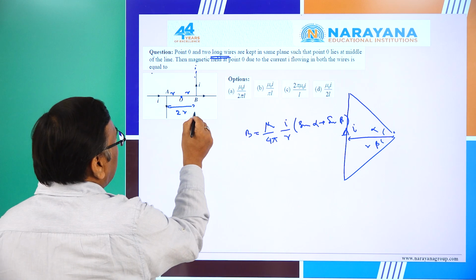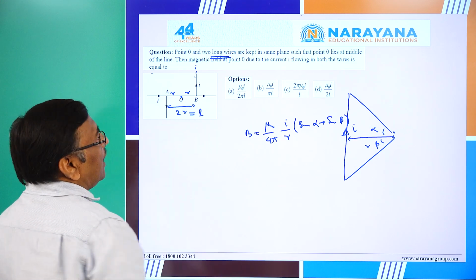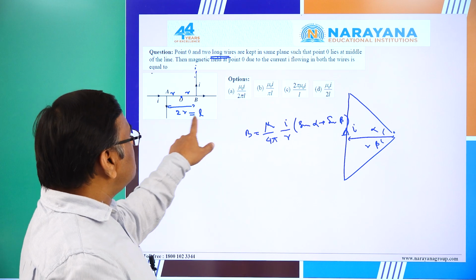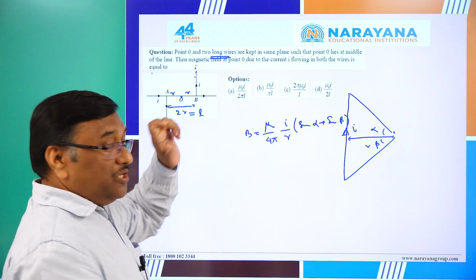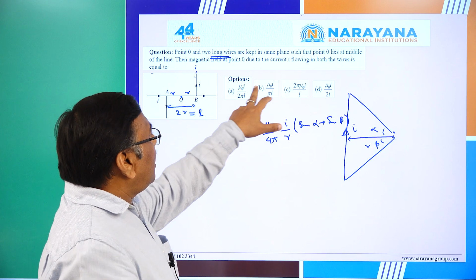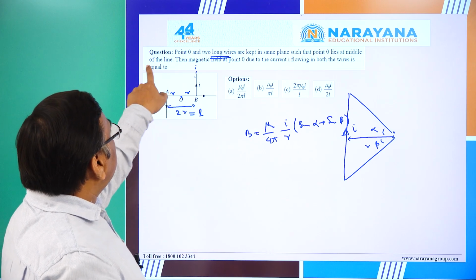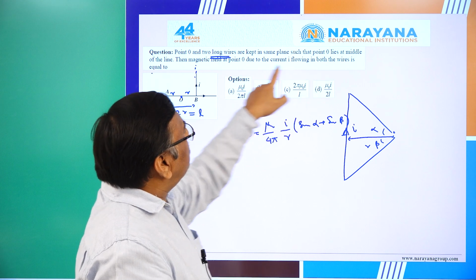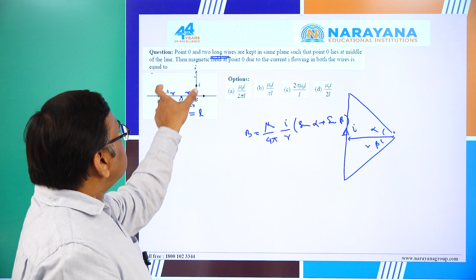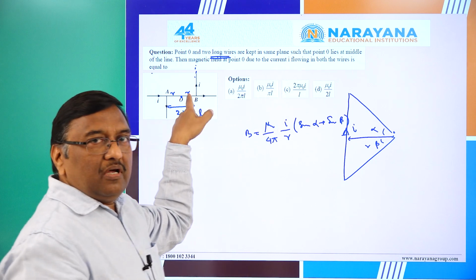I hope this 2r, the separation between the wires, may be given to be L. So if we consider this distance to be L, now the question is, the answer may be A, the answer may be B also. It depends what length is given to be L. So here you can say exactly plane such that O lies in the middle of the line, but what is the distance between the segments is not clearly mentioned out here.